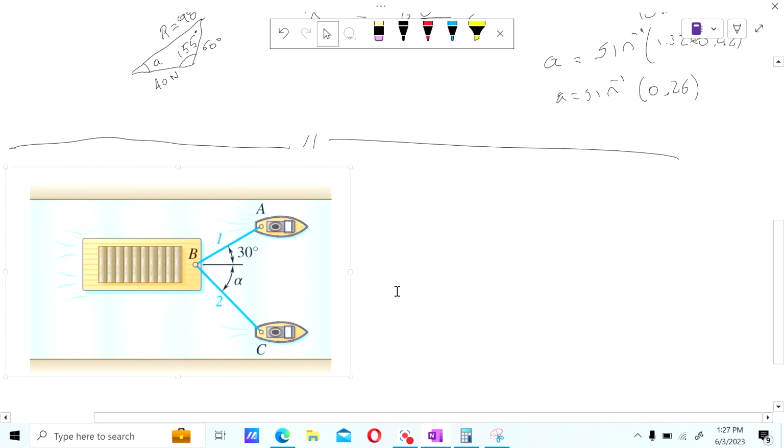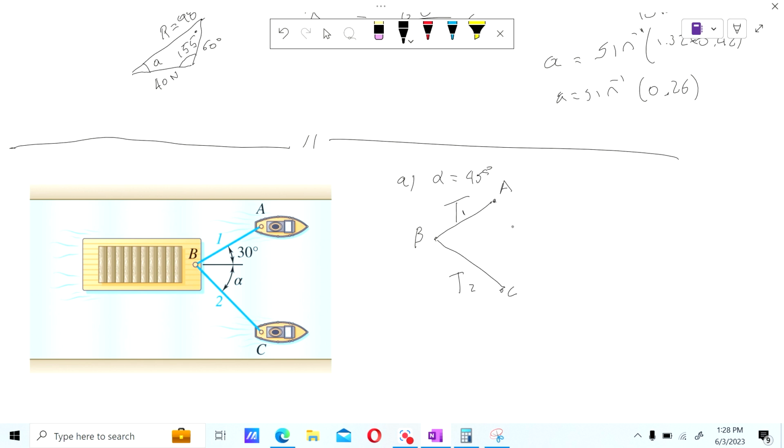Move over here. All right, so they're saying that for part A, alpha equals 45 degrees. In that case, it's pretty simple because if we have point B and, let's say, force 1 or tension 1 at point A, and then from point B to point C, we have tension 2. So all we have to do is move T2 over here, and T1 over here.